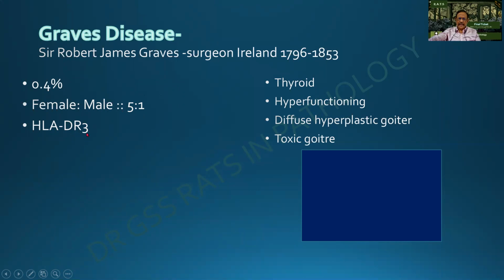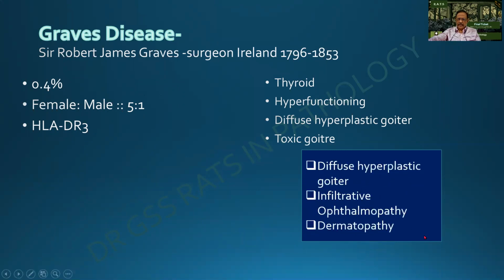It is associated with HLA-DR3. Hashimoto's is DR5, this is HLA-DR3. It is a thyroid disorder in which it is hyperfunctioning. There is again a diffuse hyperplastic goiter and it is toxic in all cases. These are the things that you will have to remember: diffuse hyperplastic goiter, infiltrative ophthalmopathy, and dermatopathy. All the three need not be seen in a case of Graves, but then these are the hallmarks of the Graves disease.